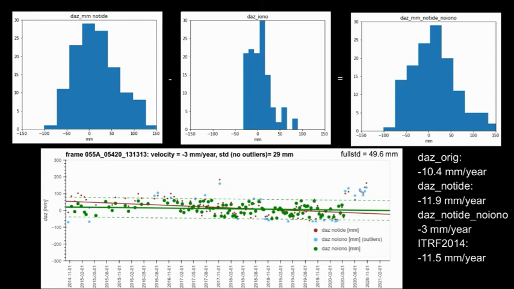As you can see, the ionospheric correction flattens the time series within the frame. However, the final estimate deviates significantly from the ITRF value.